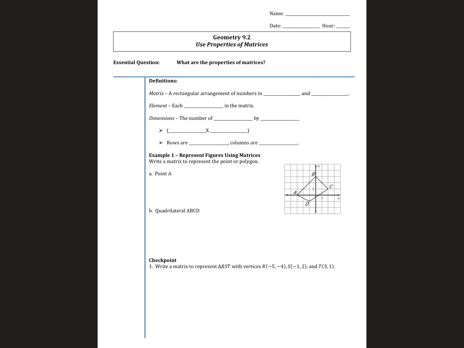We're continuing with Chapter 9, which is about transformations. Today we're talking about matrices. Say matrices. Matrices are the plural of matrix. Say matrix. Plural of matrix. Okay?